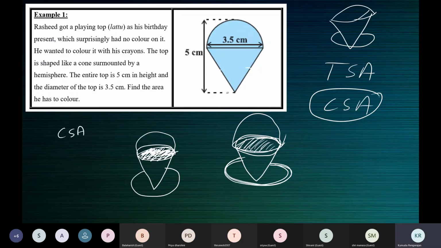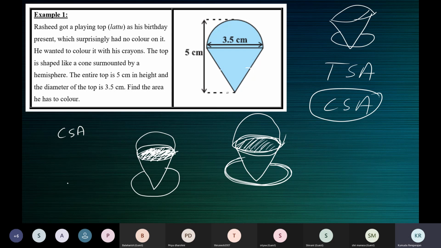If you feel with your hand, you can feel only the CSA of the cone. You want to touch the top of the cone, but the hemisphere sits on it. You cannot see the circular portion of the cone. So only the curved surface area can be seen and you can paint only that.